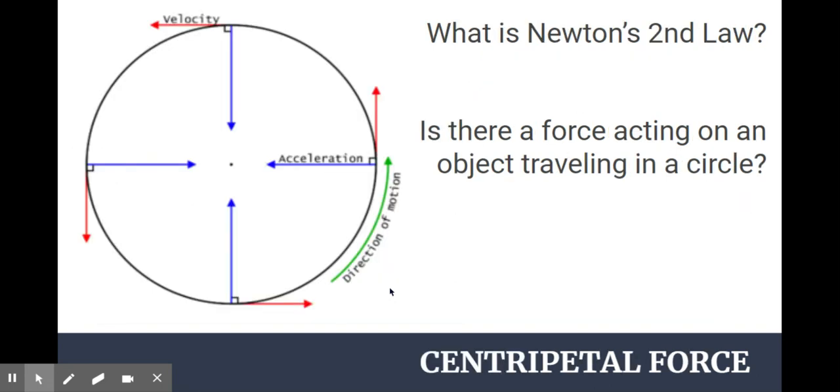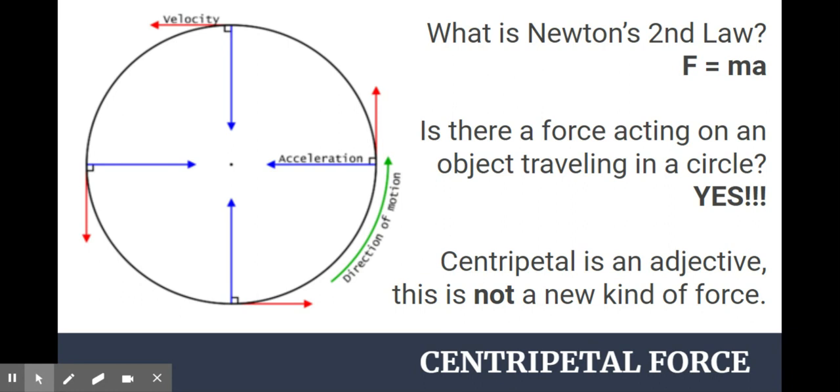All right? Let's start bringing this together with dynamics, what we talked about last time. What is Newton's second law? And then I want you to think about this question. Is there a force acting on an object that's traveling in a circle? Doesn't matter what object. If an object's moving in a circle, is there going to be a force acting on that object? What do you think?